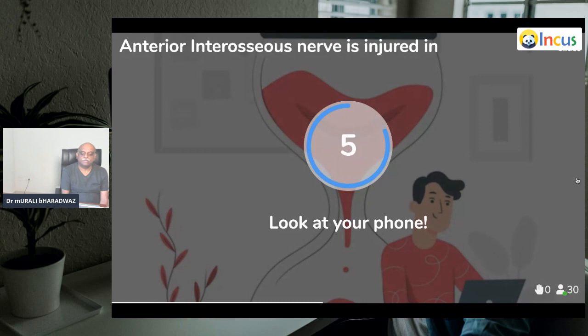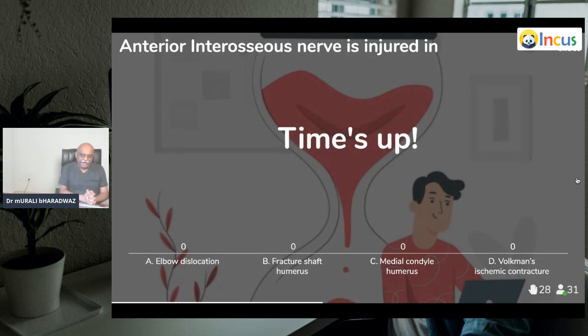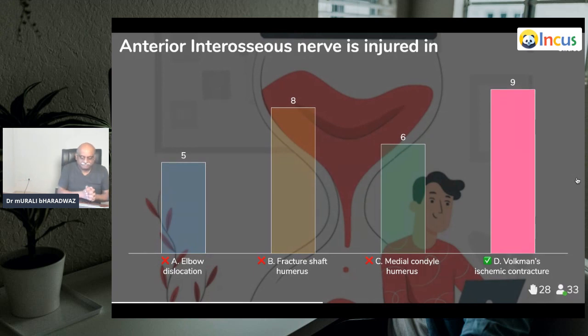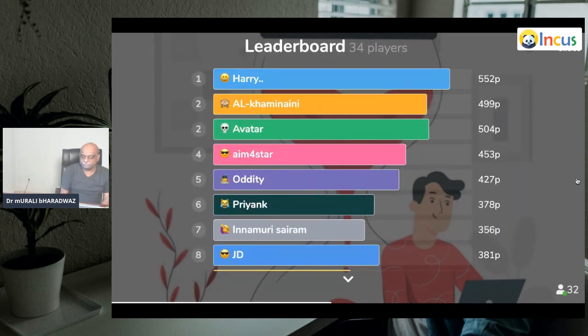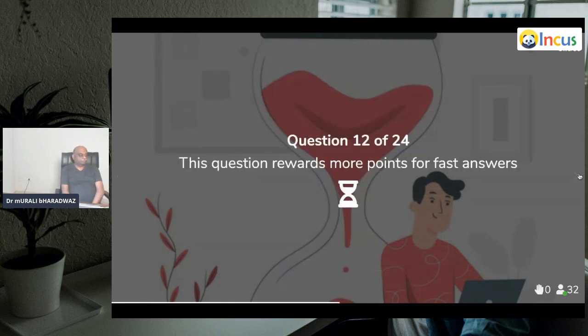11. Anterior interosseous nerve. It is injured in what situation? Anterior interosseous nerve. Yes. Very good. In the Volkmann's ischemic contracture, anterior interosseous nerve is injured. Very good, Harry.